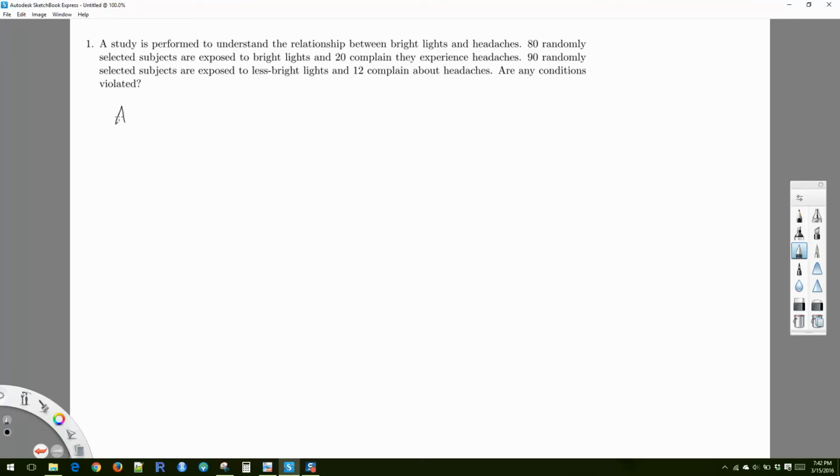Okay, so we're asking, are any conditions violated? We'll just go through our 3 conditions and check to see if any are violated. First we have random and independent. It says they're randomly selected here, and they are randomly selected here. So not violated. The subjects are selected randomly.